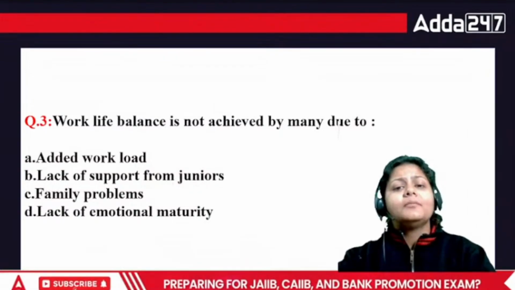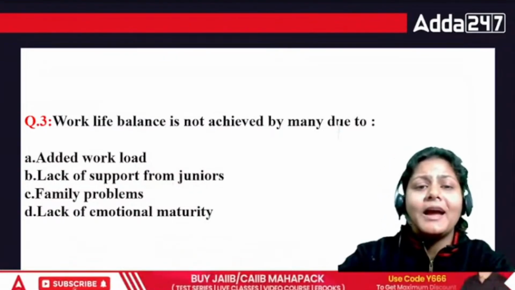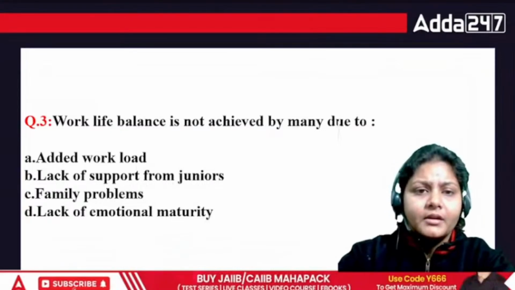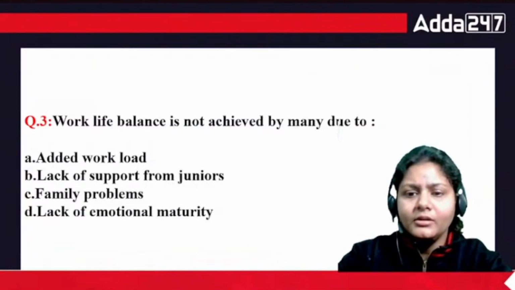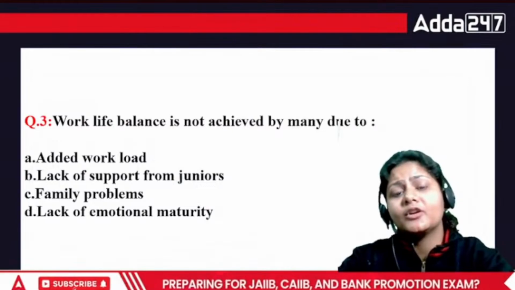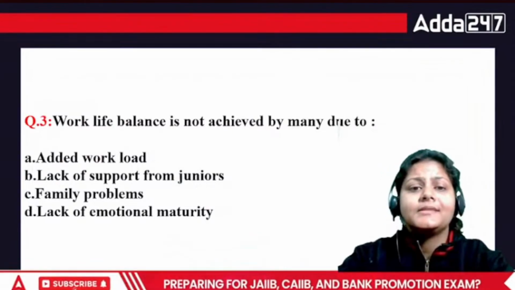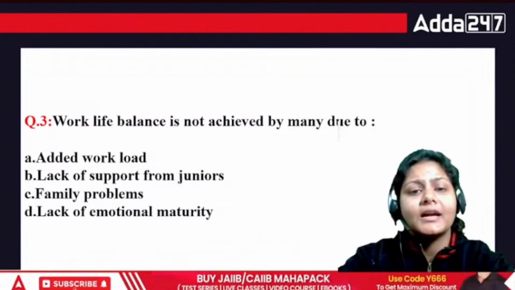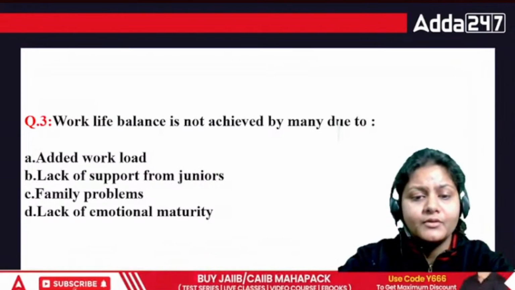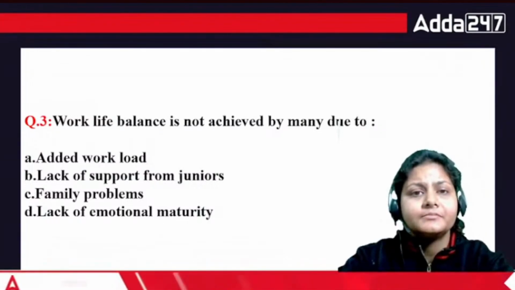Next is, work life balance is not achieved by many due to, right? Option A is added workload, option B is lack of support from junior, C is family problem, and D is lack of emotional maturity. Which one is the right answer? Tell me.